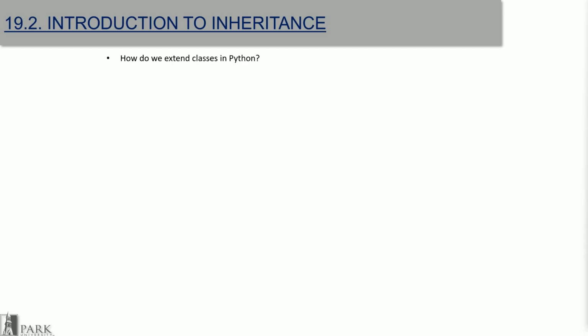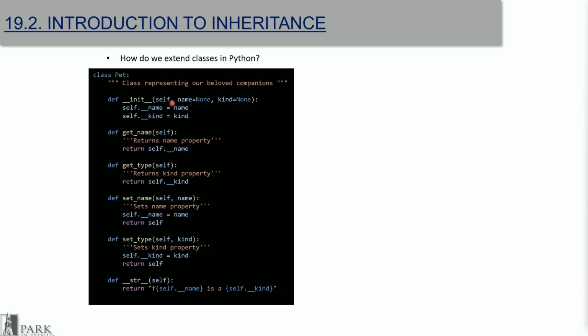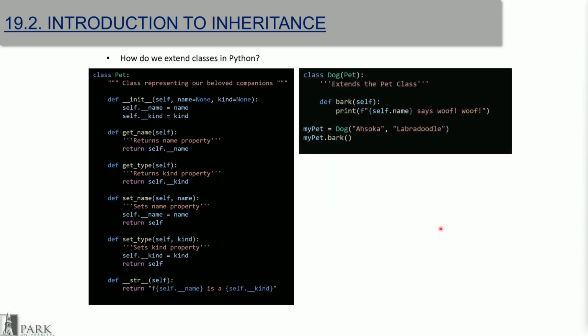So how do we extend a class in Python? Well, it turns out it's actually pretty easy. So here we have our pet class that we've already seen from the previous lesson, and it's got our constructor or our initialization method, and then we've got all these public methods where we're going to do stuff with our class. Okay, so now say instead of just a pet, maybe we wanted to extend this class and create a child class called dog.